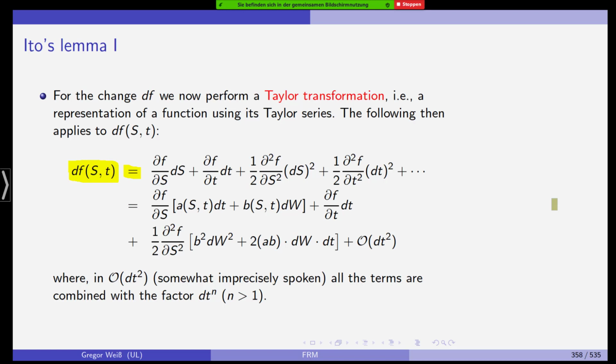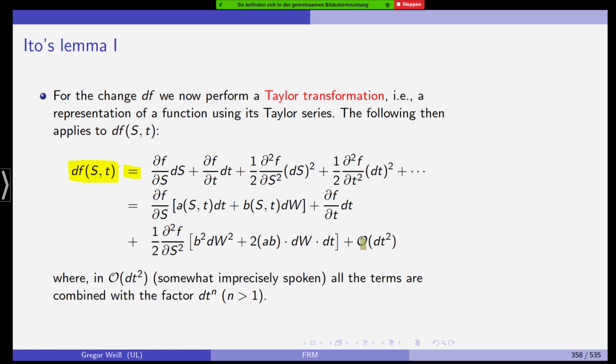So, let's switch back to English. So we do a Taylor expansion of df, and what we can see here, if we simplify this a little bit, is that we first take the partial derivative of f with respect to s, and in here we get some function a in s and t, dt, plus a function b in s and t, dw, plus the partial derivative of f with respect to t, dt, plus, and so on and so on.